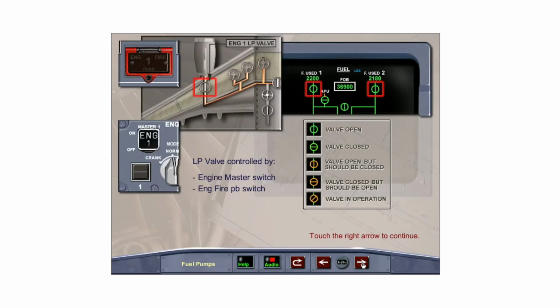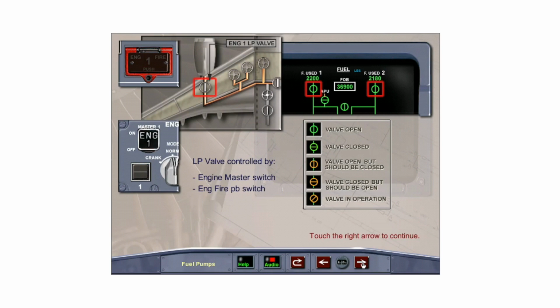The fuel to each engine passes through its associated low-pressure fuel valve. The valve is controlled by its related engine master switch and engine fire push-button switch. The valve position is shown on the ECAM fuel page. Inline and green indicates the valve is open. A cross line in green indicates the valve is closed.